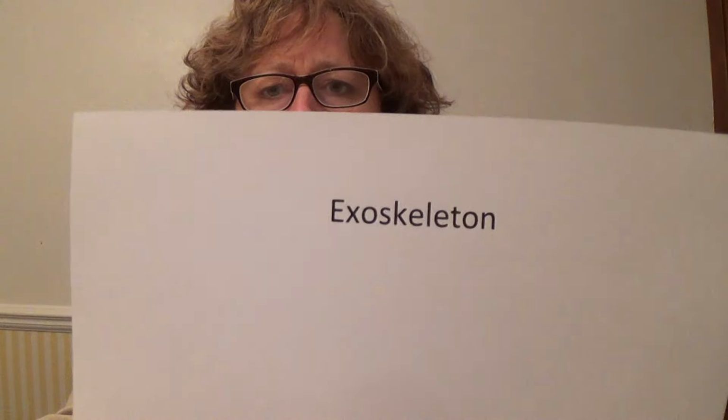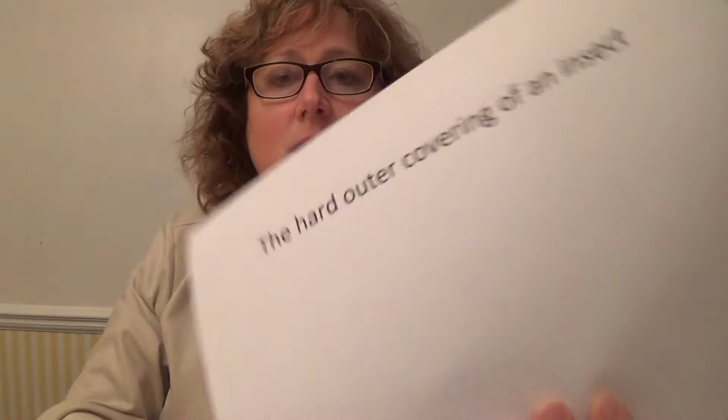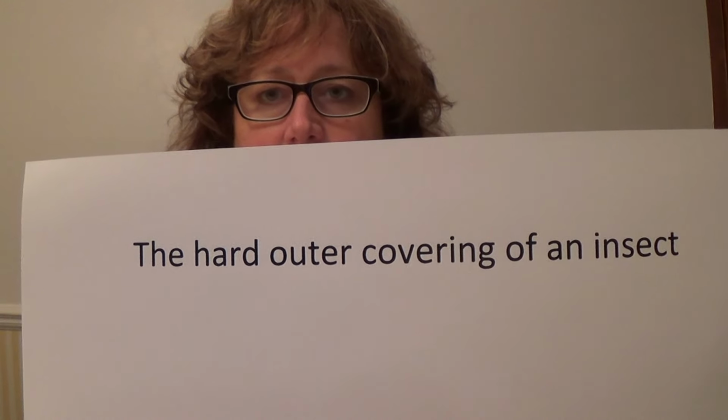They also have what's called an exoskeleton. The exoskeleton is the hard outer coating around them. It's their outer shell, if you will. Our skeleton is on the inside of our body, their skeleton is on the outside, so that when they get bigger, they wiggle out and there's a new exoskeleton underneath. So the exoskeleton is the hard outer covering of an insect.